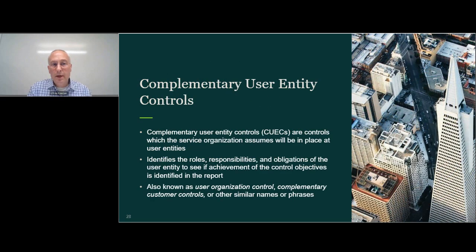So, complementary user entity controls. This term may or may not be familiar to you from the past. This term is really saying that the provider has contracted to do certain services for me, but in kind, they are saying, to complement the work I do for you, you as a user of my services, the user entity, here's controls I expect of you.